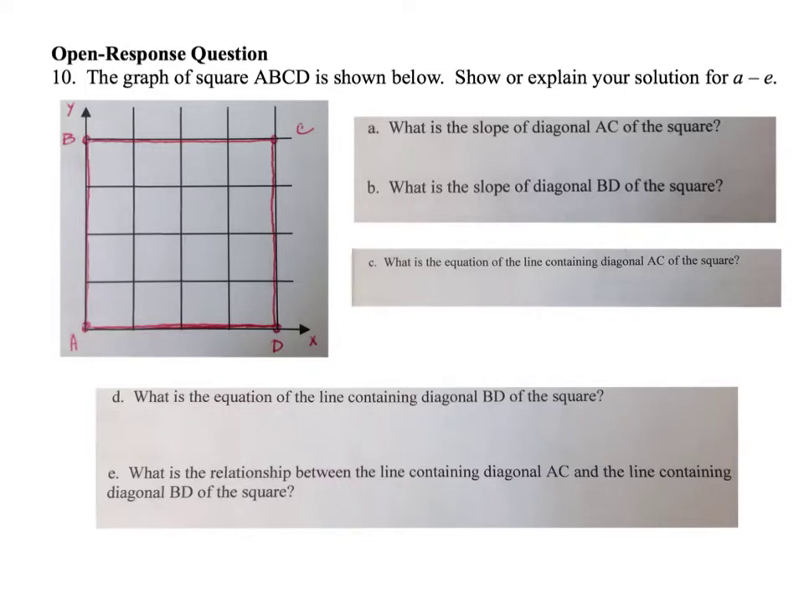So question 10 has to do with 8th grade curriculum, and it asks us to look at the picture given and asks us what the slope of the diagonal is. So we're going to have to draw that.